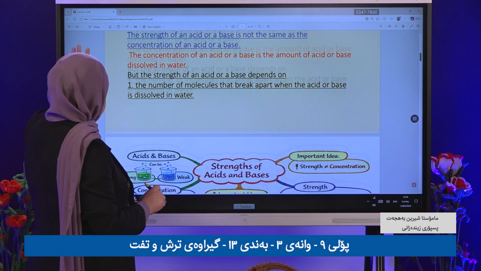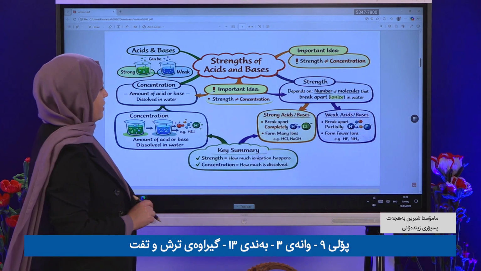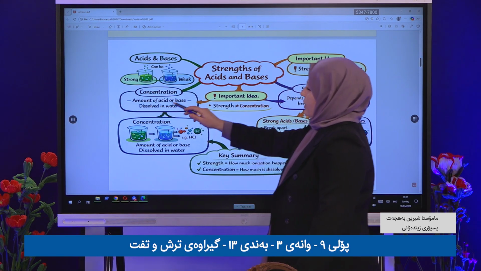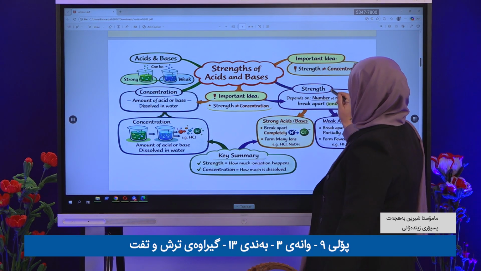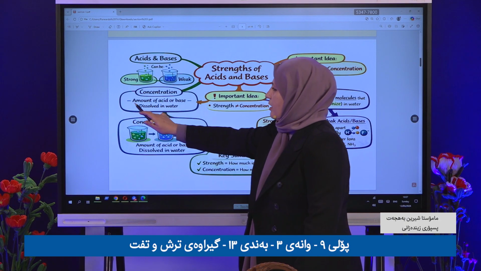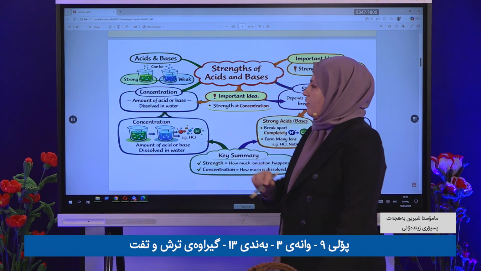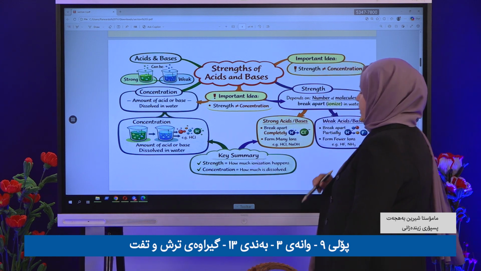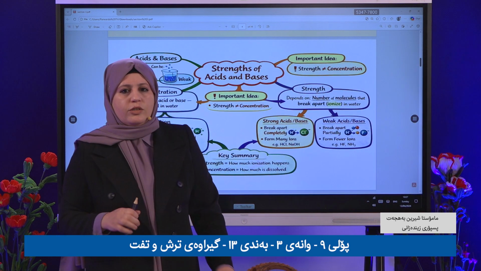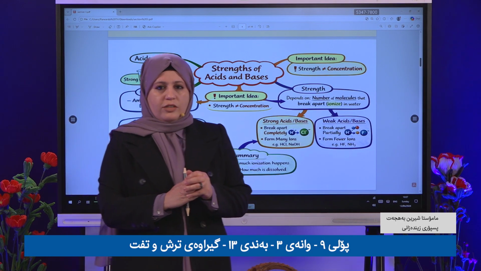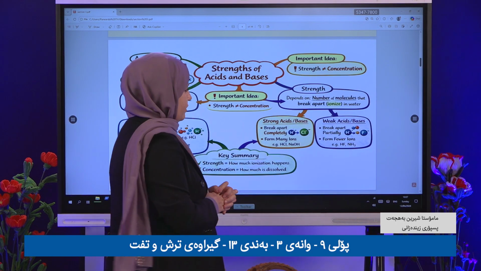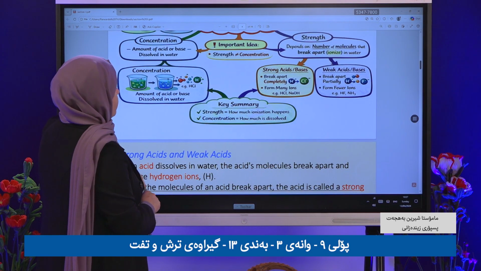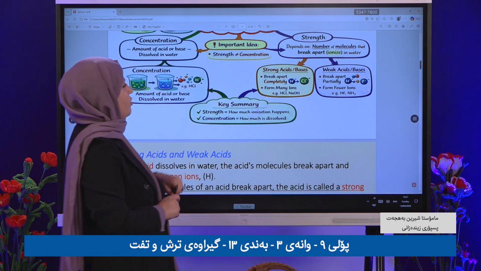For example, let's study in a mind map, the strength of acid and base. We have two types, acid and base. Does concentration have the same idea as strength? Of course not. Concentration is the amount of acid and base dissolved in water. But strength depends on the number of molecules that break apart in water, forming an ionic solution, which gives electrical conductivity. So strength is not the same as concentration.